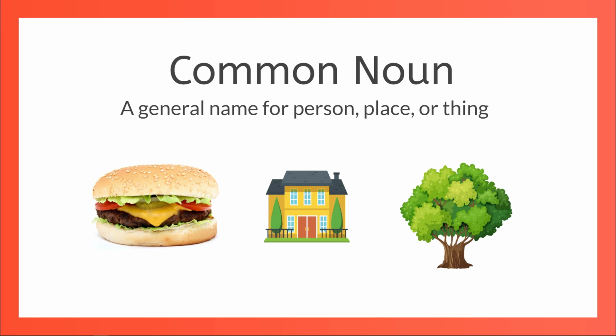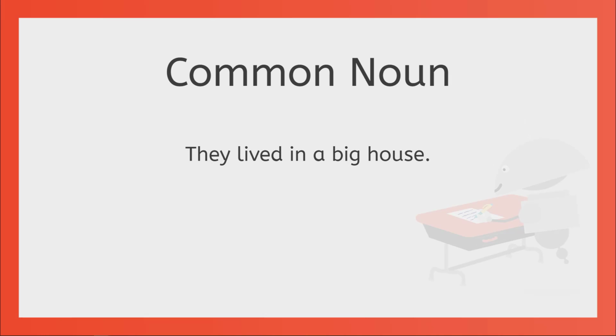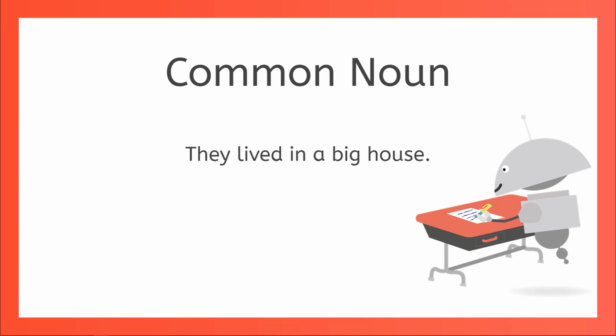First, we have a common noun, which is a general name for a person, place, or thing, such as hamburger, house, or tree. These are everyday nouns and do not have a specific name. They lived in a big house. In this sentence, the word house is a common noun because it is a general name. There is not a specific name for the house.